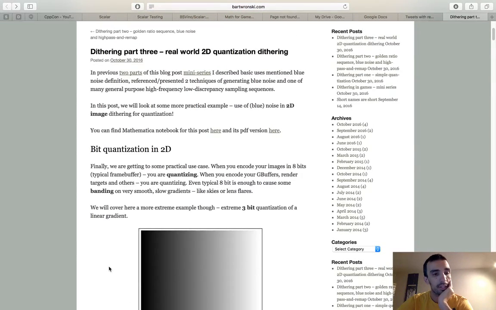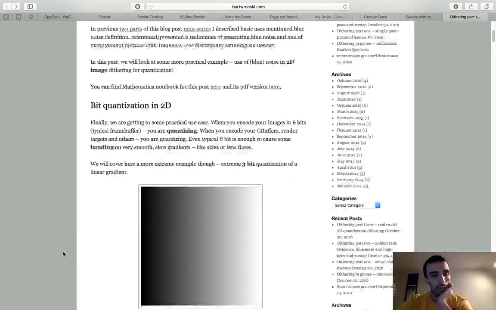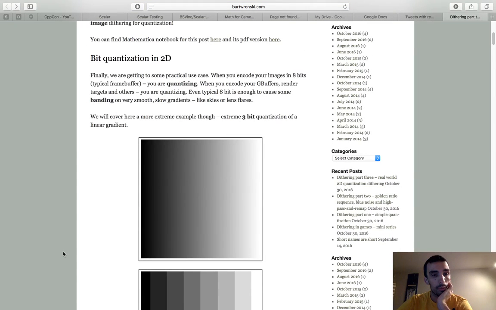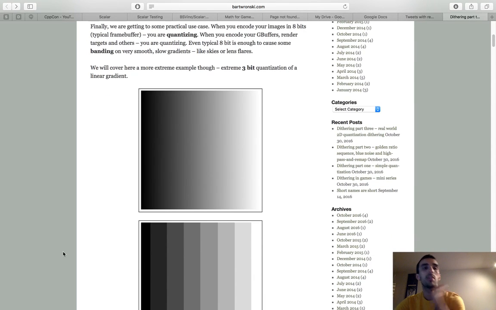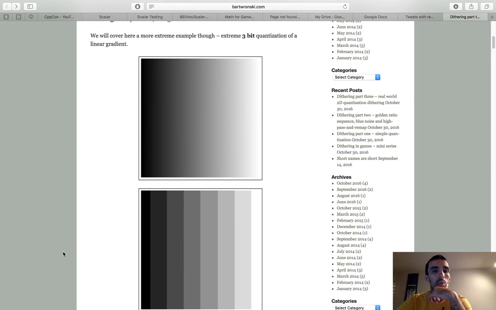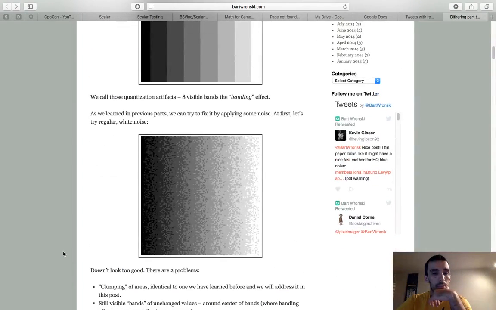bit quantization in 2D. When you encode your images in 8 bits, you are quantizing. When you encode your G buffers, you are quantizing. That's true. Even typical 8-bit is enough to cause some banding on very low, smooth, slow gradients like skies or lens flares. So we will cover a more extreme example, extreme 3-bit quantization of a linear gradient.